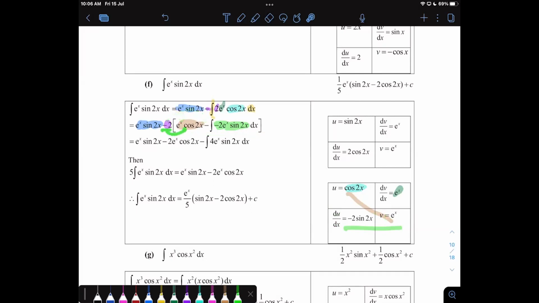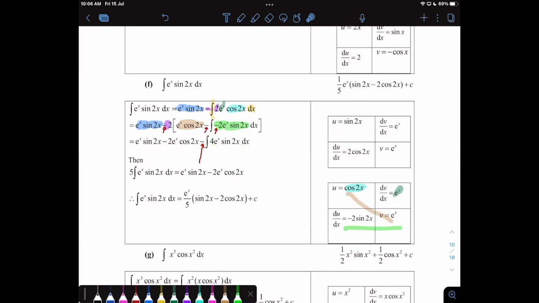So negative 2 multiplied by e power x times cosine 2x is negative 2e^x cos 2x. Then negative 2 multiplied by a negative integral: negative becomes a positive. But then there's an extra third negative sign here. Can you see? 1, 2, 3. That's why you end up with a negative here. Then after that, 2 times 2 is a 4. Don't forget the rest, e power x times sine 2x.